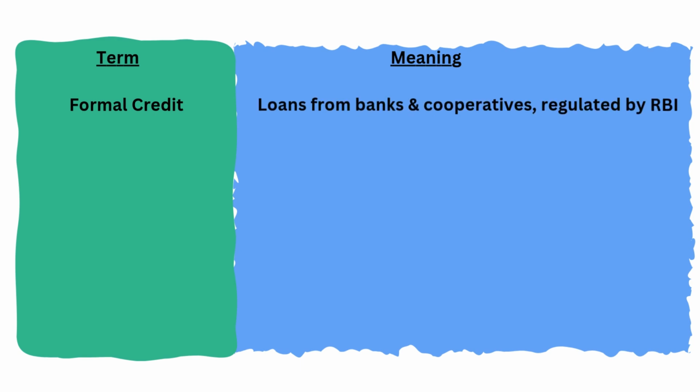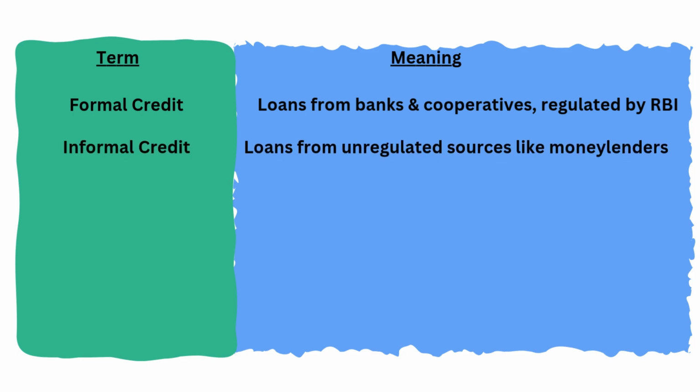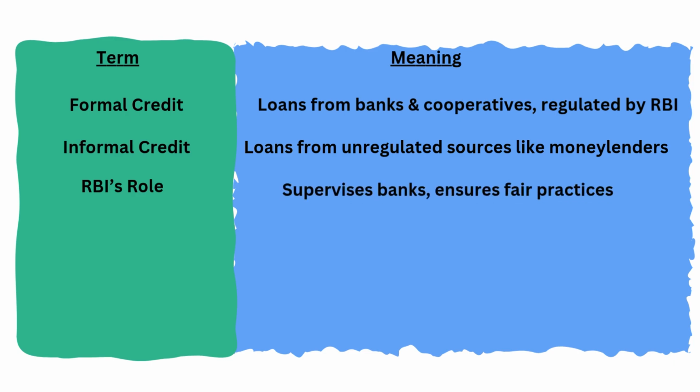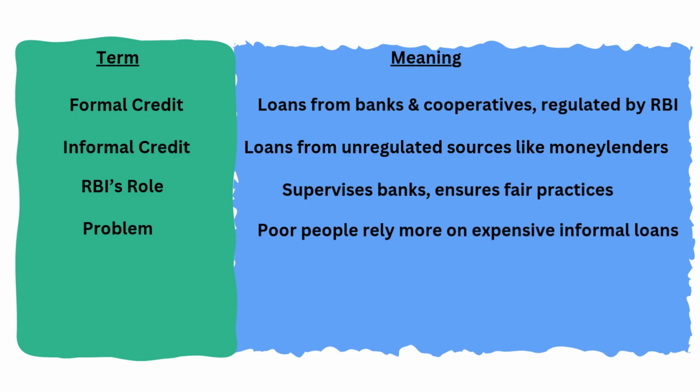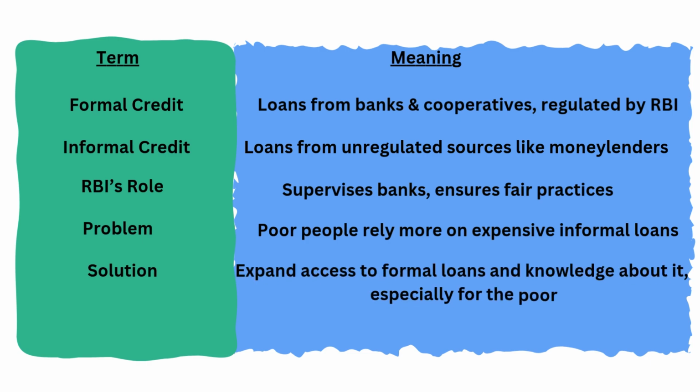Let's take a quick recap. Terms and their meanings. Formal credit, they are loans from banks and cooperatives regulated by RBI. Informal credit, loans from unregulated sources like money lenders. RBI's role supervises banks, ensures fair practices. Problem, poor people rely more on expensive informal loans. Solution, expand access to formal loans and knowledge about it, especially for the poor.